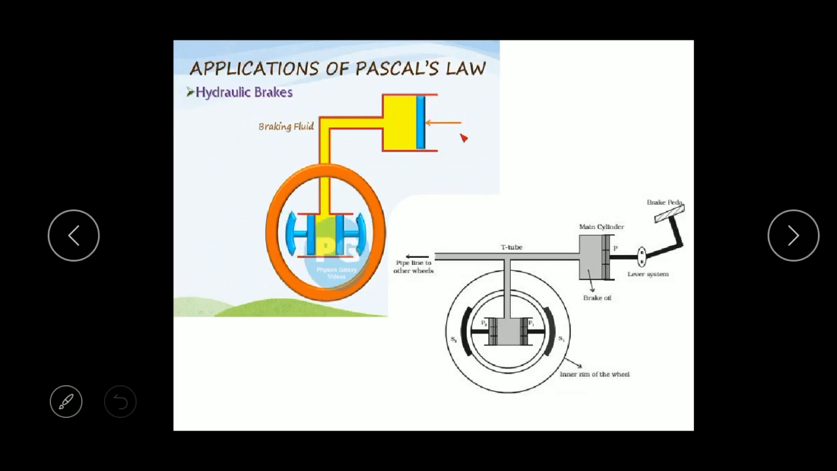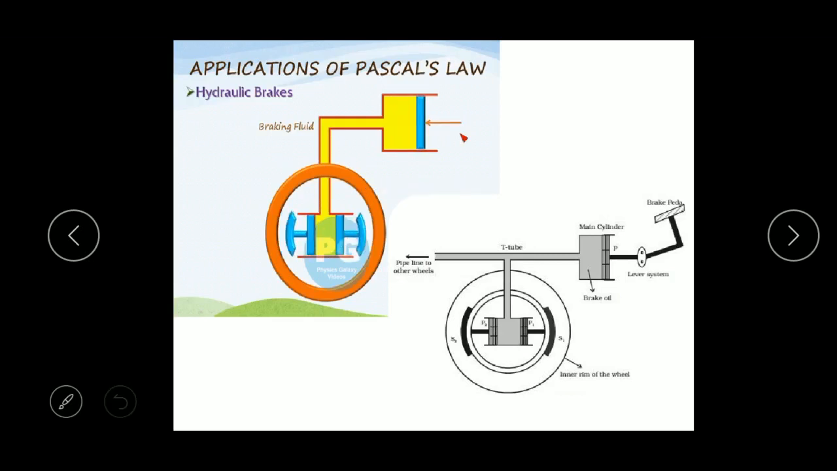Now the working of the hydraulic brake system. When the brake pedal is pressed with a foot, the lever system works. The piston P is pushed into the master cylinder. So here the piston P is pushed into the master cylinder.